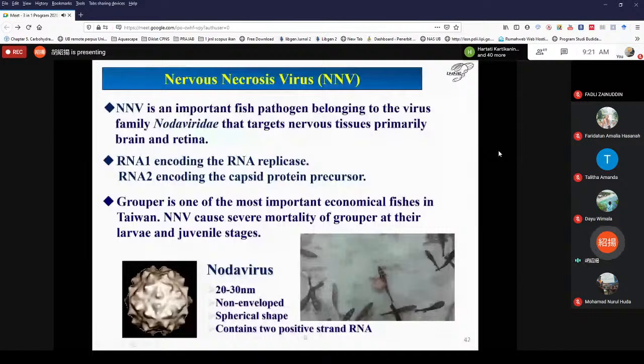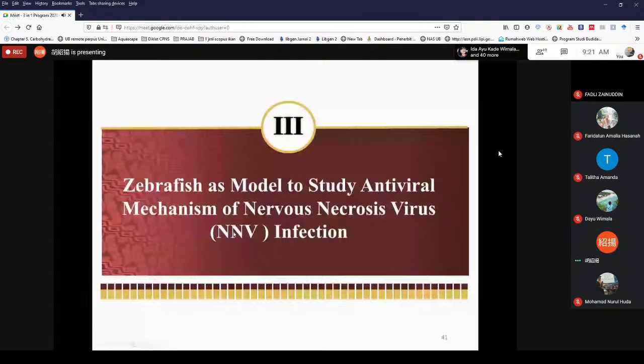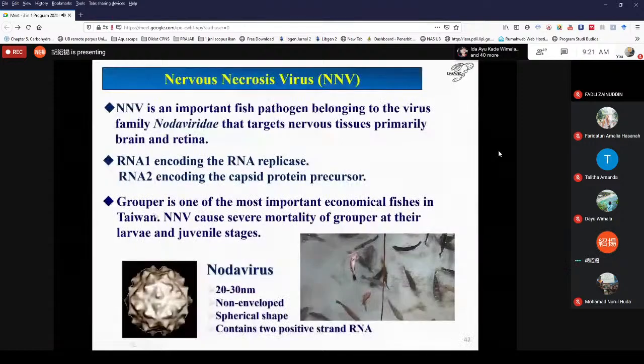One we call RNA1, encoding the RNA polymerase. RNA2 encodes the capsid protein precursors. It means RNA2 encodes the capsid proteins. And groupers are a major host of NNV. Grouper is one of the most important economic fish in Taiwan. And NNV causes severe mortality of groupers at their larval stage and juvenile stage.